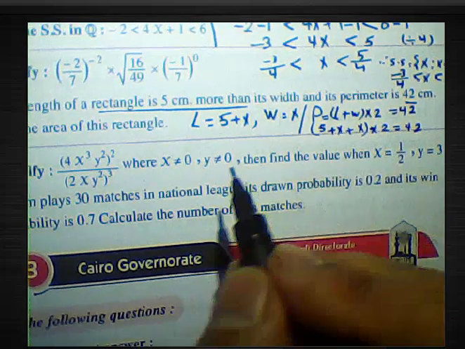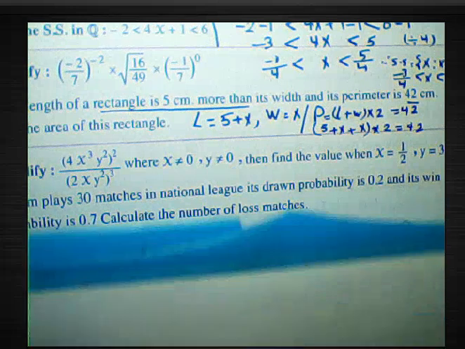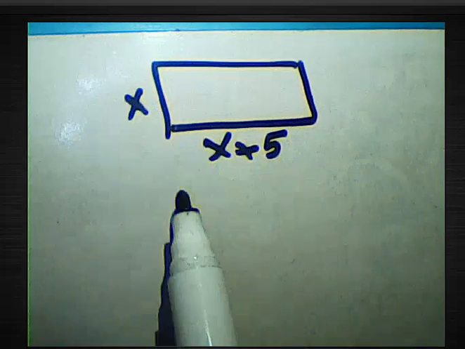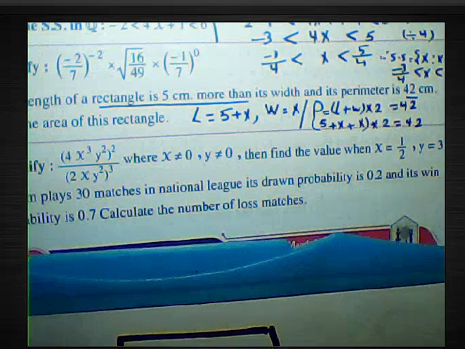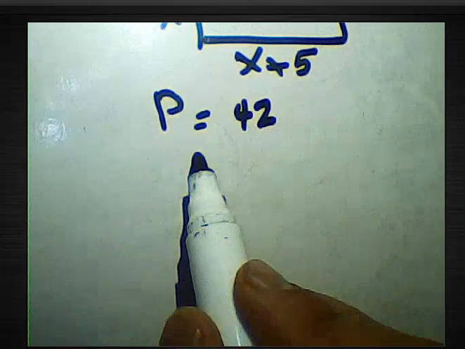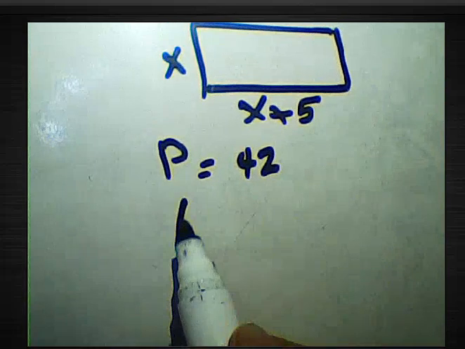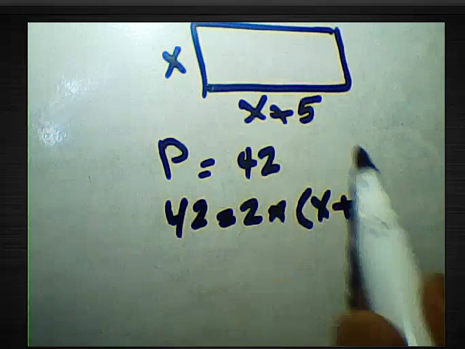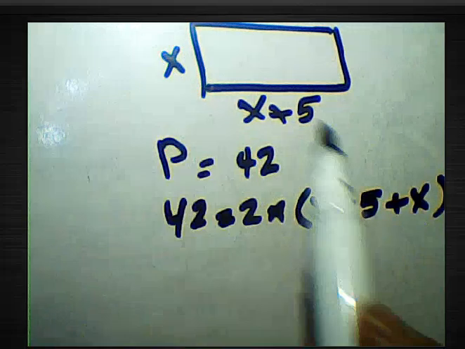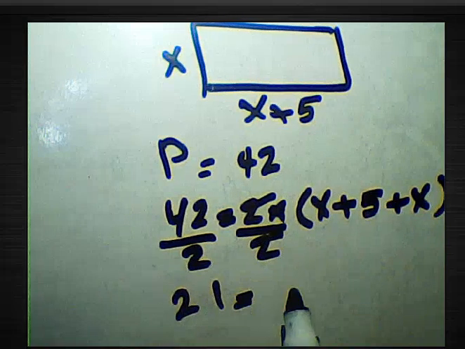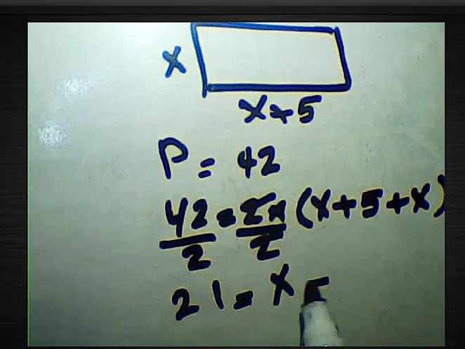Understood, my students? He gave us a perimeter. Look here, we have a rectangle. This length is x plus 5 and the width is x, and the perimeter he gave us in the example was 42. Okay, we can find the result. Perimeter is length plus width times 2. The perimeter was 42, equal to 2 multiplied by length plus width, length x plus 5 and width x, multiplied by 2 equals 42. We can divide by 2 to find the result. It will be 21 equals x plus 5.